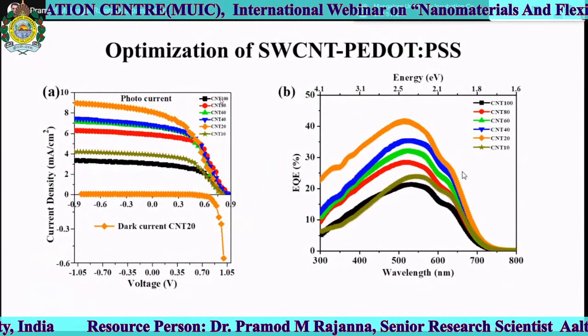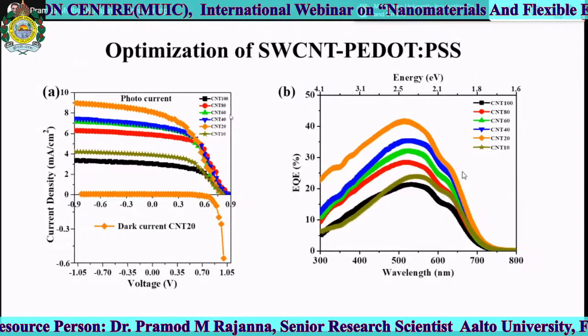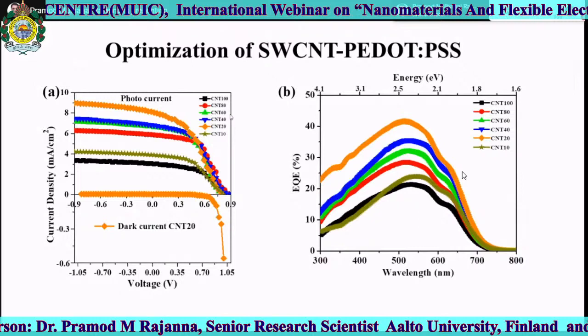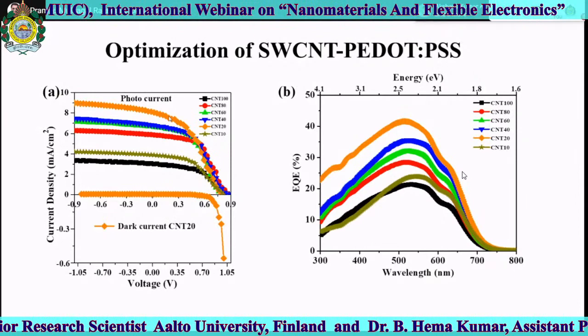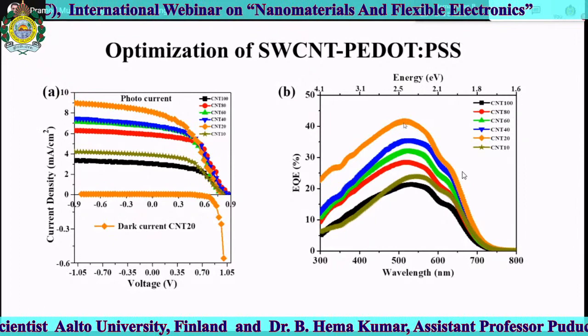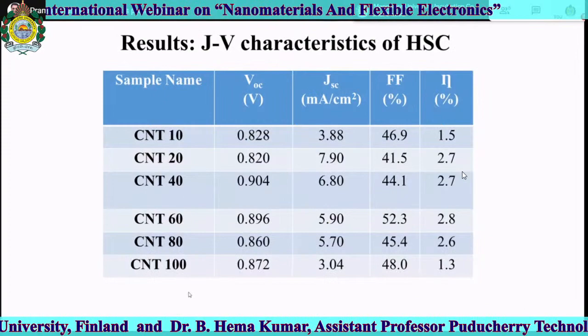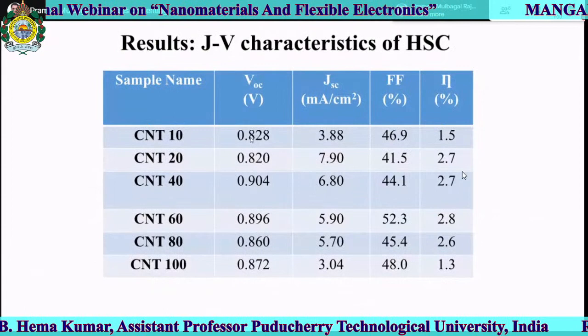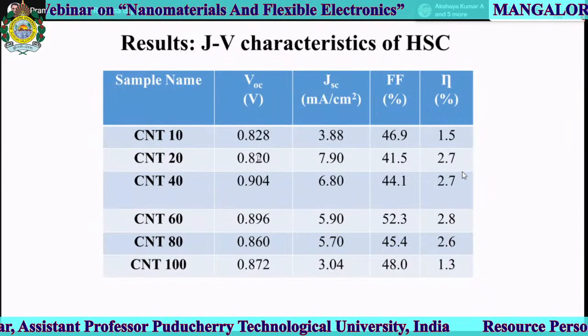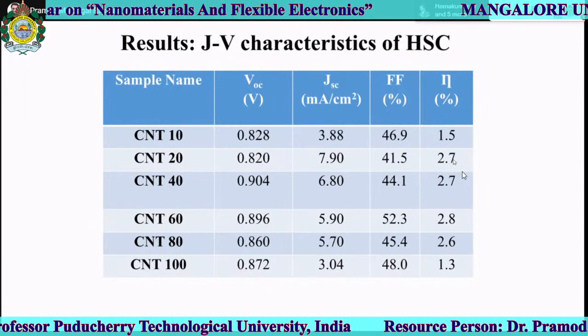So we had carbon nanotubes of almost 10 different thicknesses. We found that a carbon nanotube with a 20 nanometer thickness, when it forms a composite with the PEDOT:PSS, has the highest current density performance and also the highest saturated quantum efficiency, which is close to 40%. So we already improved, if you remember here, from 3.5 to nearly 8 milliamperes per square centimeter, with much improved open circuit voltage and efficiency from 1.5 to 2.7%.